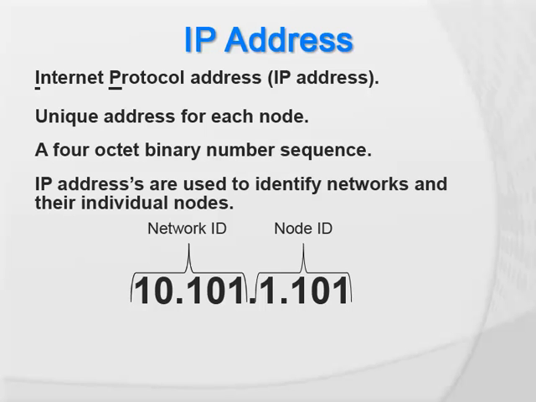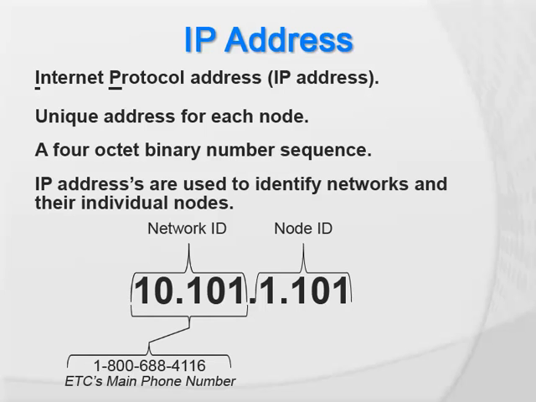Here's another way to think about IP addressing. Let's say you wanted to call me at ETC. First, you would call the main ETC phone number, 800-688-4116. This is like a network ID. Then, you'd need to get to my desk, so you'd request extension 5056. This is like a node ID.